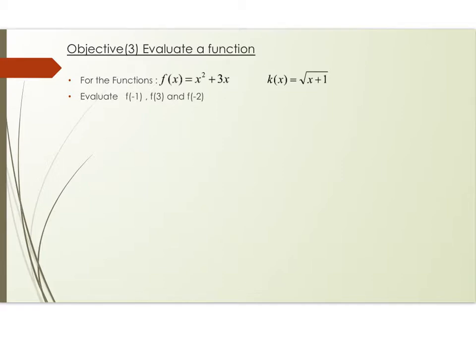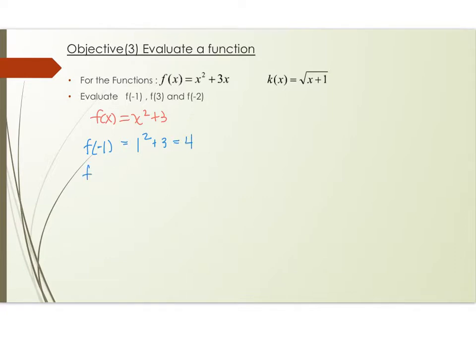So now we're going to look at how to do this. We're going to first look at the first function, f of x is equal to x squared plus 3x. And we're going to evaluate it at -1. So f of -1 is equal to -1 squared plus 3 times -1, and you can see that this is -2.